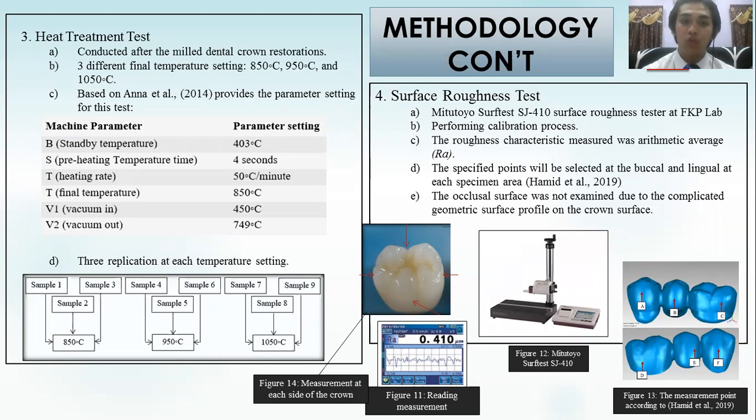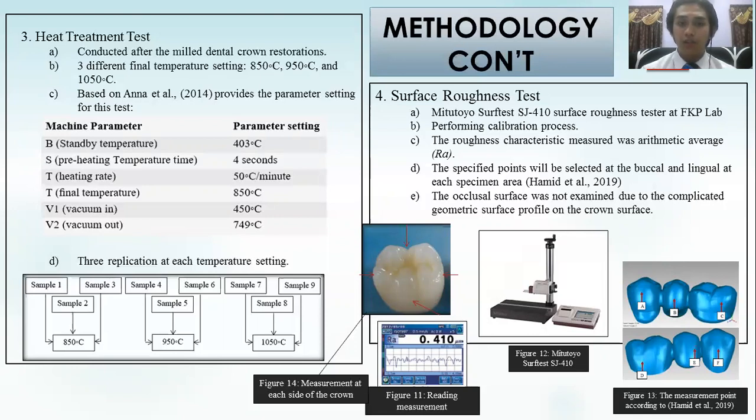Okay, next we move to the heat treatment test, which is carried out using the machine provided at the FKP lab. This heat treatment test was conducted after the milled dental crown restorations. We decided to use 3 different final temperatures: the first is 850, the second 950, and the last one is 1050 degrees Celsius. Each of these final temperatures will be tested with 3 samples for the first replication, 3 samples for the second replication, and 3 samples for the third replication, as you can see in the flowchart at the bottom of my slide. We use 3 replications to avoid human error while conducting this heat treatment test.